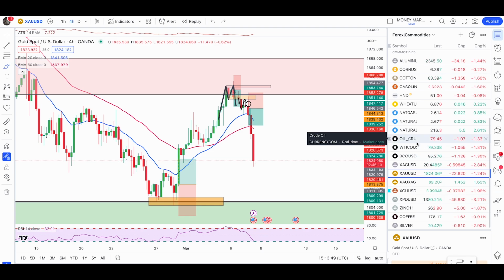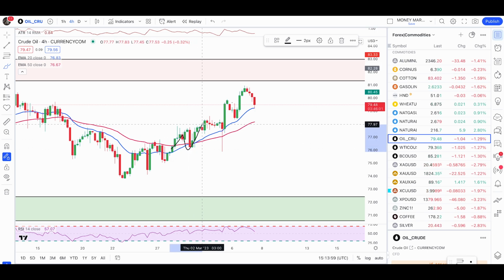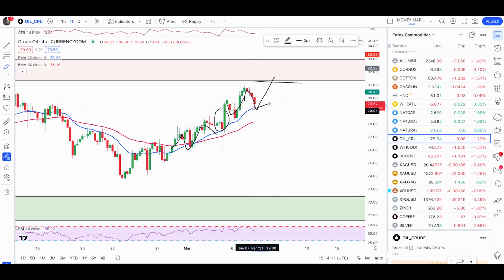Let's move on to crude oil. So crude oil is now pushing up, making new higher highs. As you can see, with the pullbacks, it always pushes high, pullback, it pushes high, and we are getting another pullback. Now again, I'm expecting a push up from here, either from the 20 EMA, from where the price is at this point, or it can push down to the 50 EMA and then push up again.